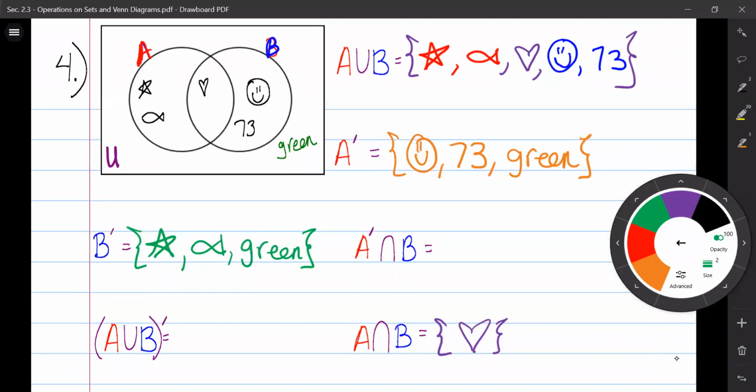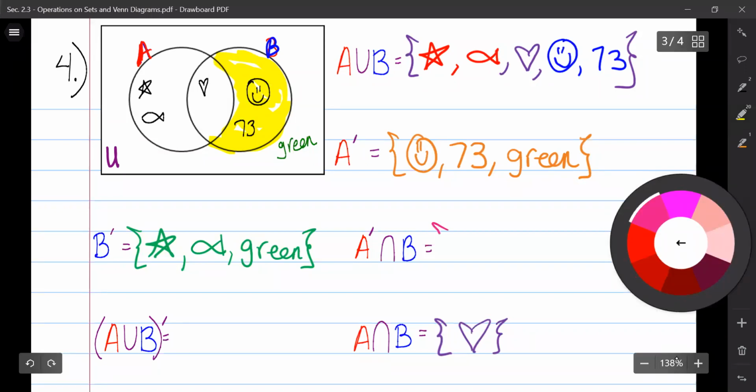And then A prime intersected with B. All right, so another way you could think of that is everything that is in B that is also not in A. So everything that's in B that's not in A is this section here. So just those 2 items. Smiley face, 73.